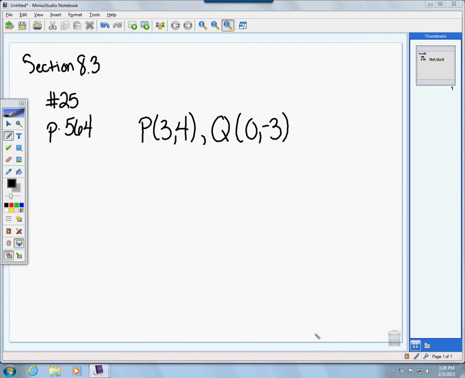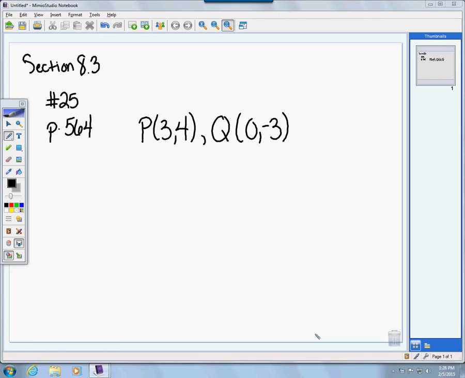First question comes from section 8.3, number 25, on page 564. So the directions for this particular problem, we want to use point-slope form to write the equation of the line passing through the two given points and solve for y.